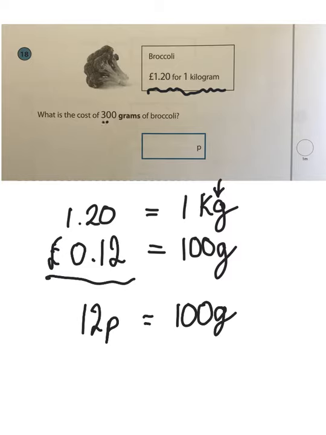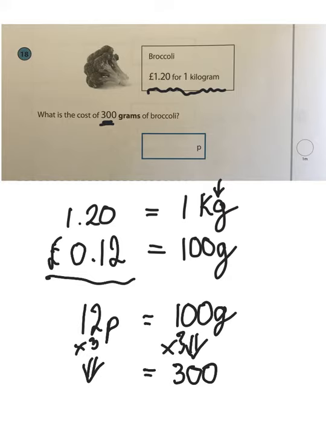And we want 300 grams. So what do we need to do to this number to get to 300? Times it by 3. Whatever we've done to this side, we need to do to this side. What's 12 times 3? 36. So the answer is 36.